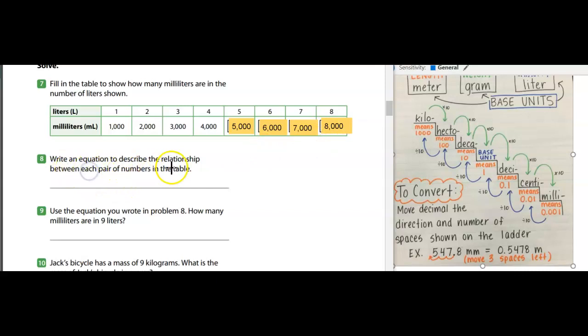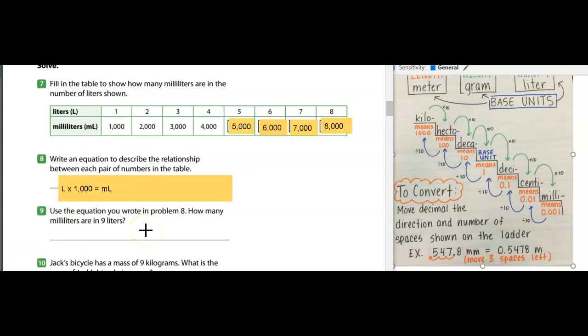Write an equation to describe the relationship between each pair of numbers in the table. So think to yourself and press pause. Write an equation to describe the relationship between each pair of numbers in the table. Do so at this time.